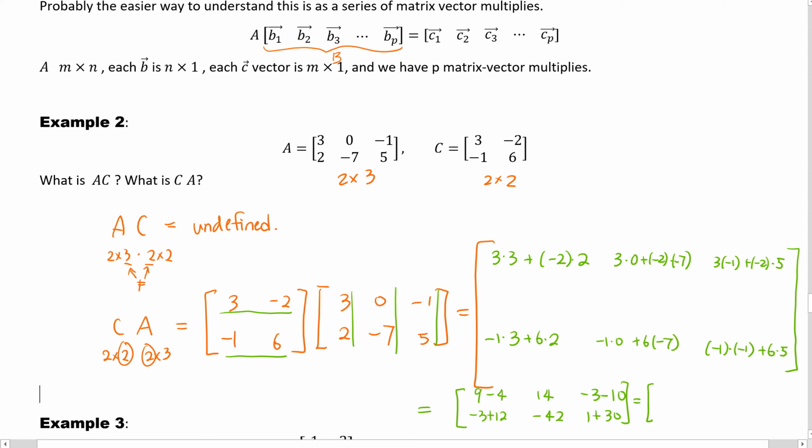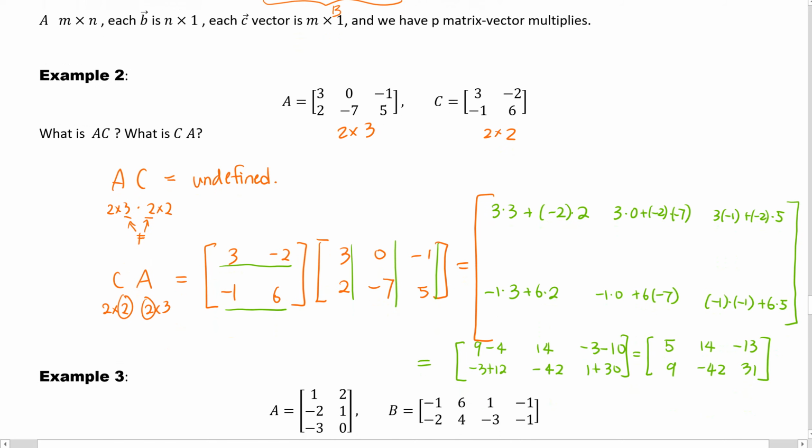Okay. So my answer: 9 minus 4 is 5. 14 stays here. Negative 3 minus 10 is negative 13. 12 minus 3 is 9. Negative 4 minus 2 is 3, 1. So this is the result. And you can see the result is actually 2 by 3. The result is a 2 by 3 matrix. So far so good, everybody? Alright, let's continue.